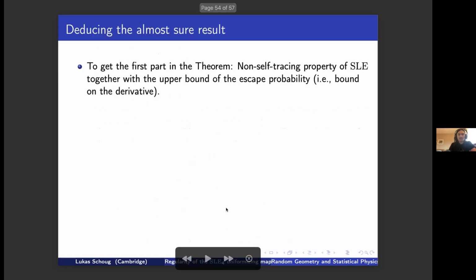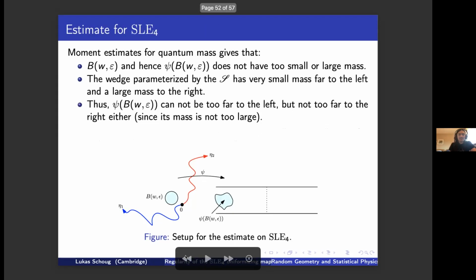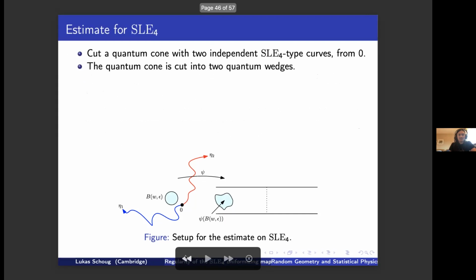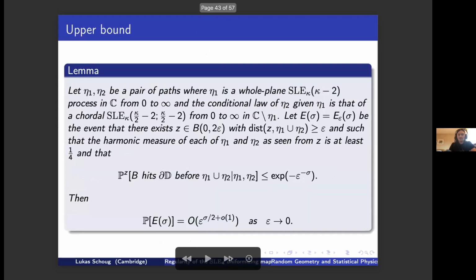So say then that you have these two lemmas.